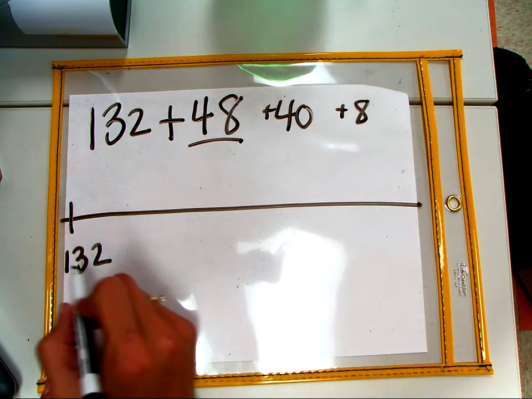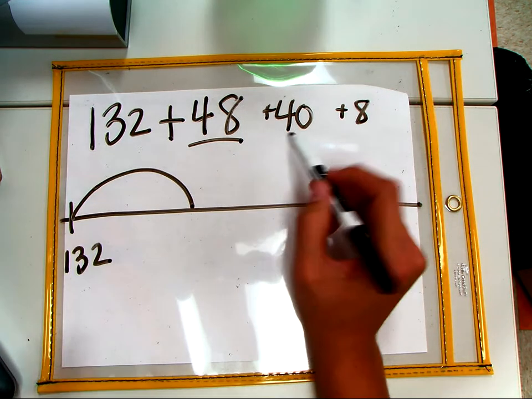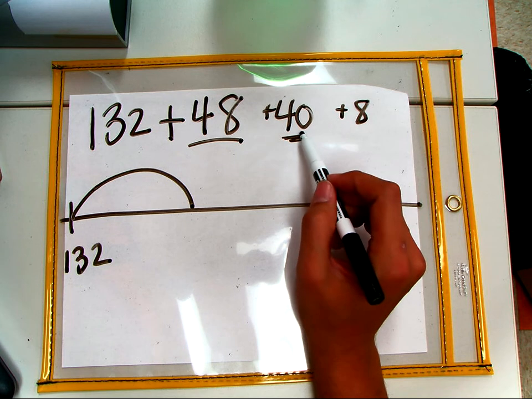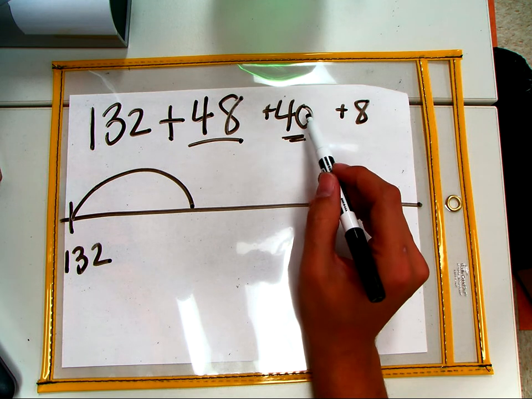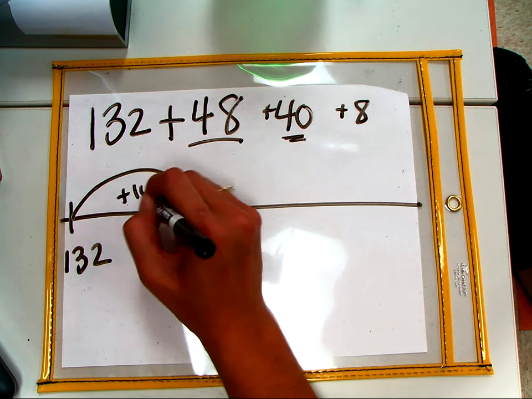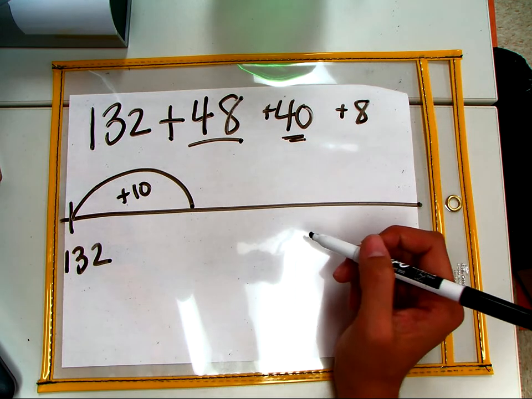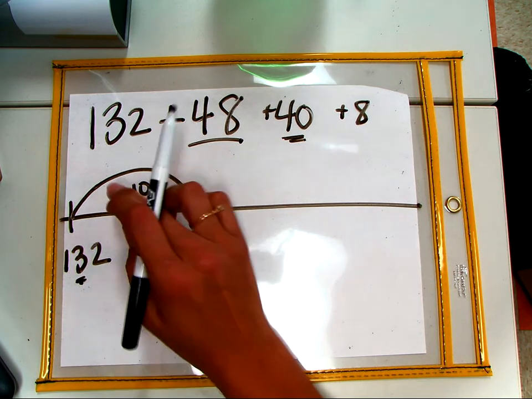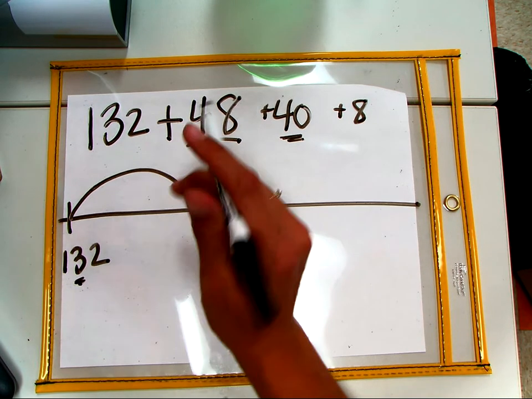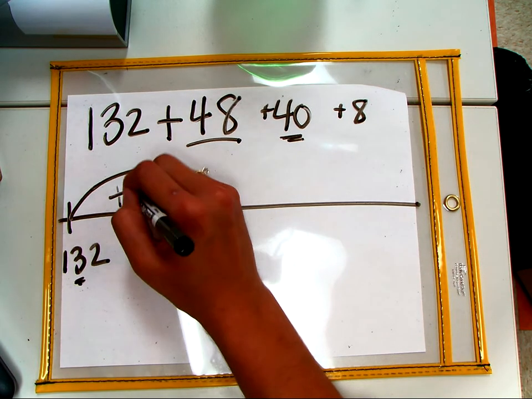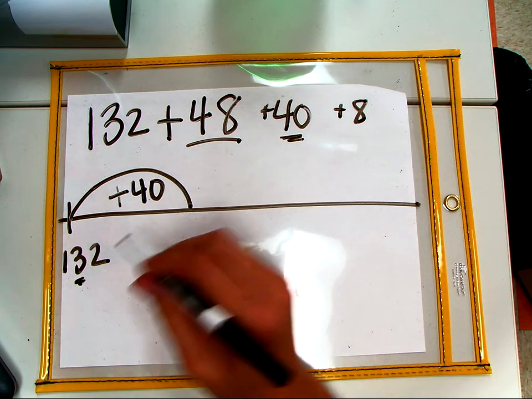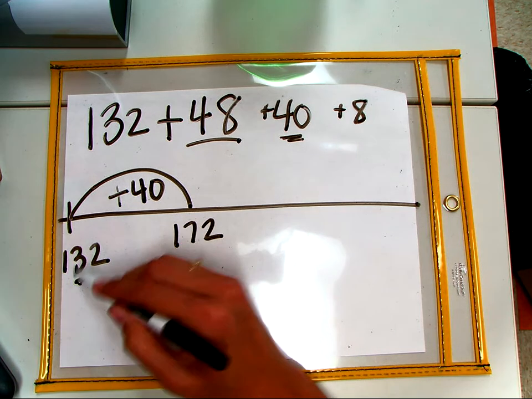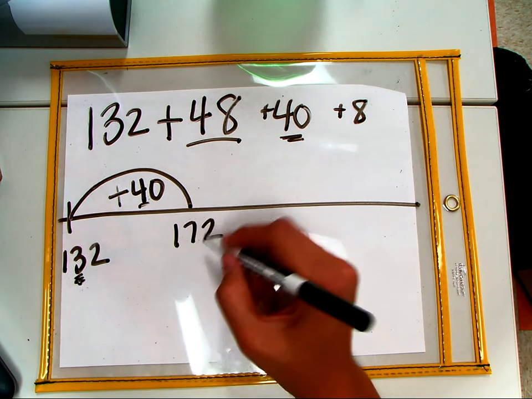When I start, I could break my 40 into jumps of 10. So I would do 10, 20, 30, 40. That would be 4 jumps of plus 10, like that. But since I can just add my 40 to my 10s, I'm going to go ahead and do that. So 132 plus 40 gets me to 172. 40 and 30 makes 70.